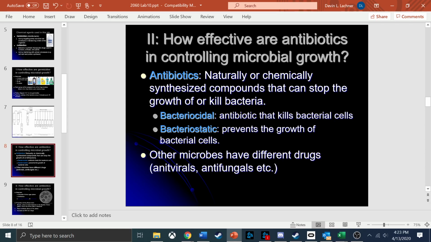So then we have bactericidal, which is an antibiotic that kills bacterial cells. And then we have bacteriostatic, which is going to prevent the growth of bacterial cells, okay? So static is non-changing, and cidal is to kill. Other microbes are going to have different drugs. With viruses, we have antivirals. With fungi, we have antifungals. So antibiotics are for bacteria.